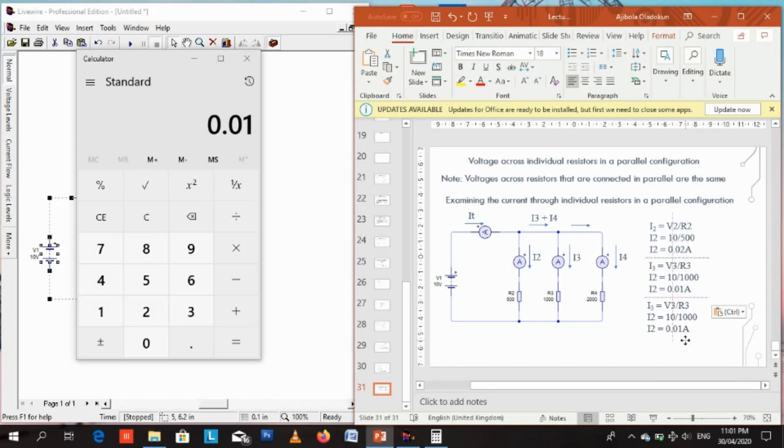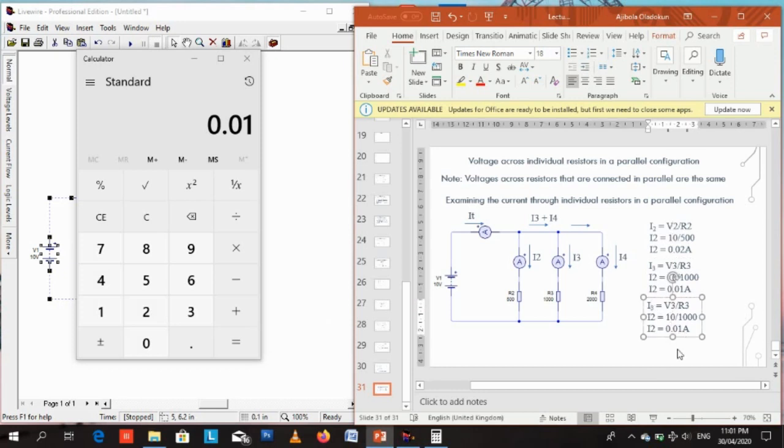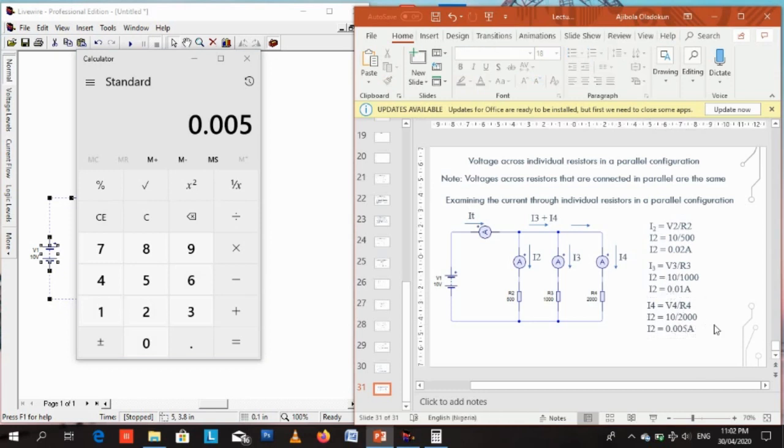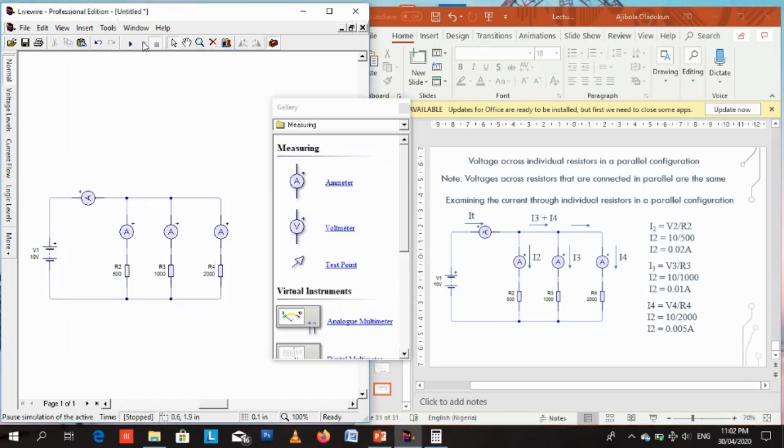Copy and paste. I4 equals V4 divided by R4. R4 is 2000 ohms. V4 still remains 10 volts, because the voltage across resistors in parallel is the same. We've proven that. So 10 divided by 2000 ohms is 0.005. So I4 is 0.005 amps. We're done with that. If you run the simulation, let's see if it will be the same thing.